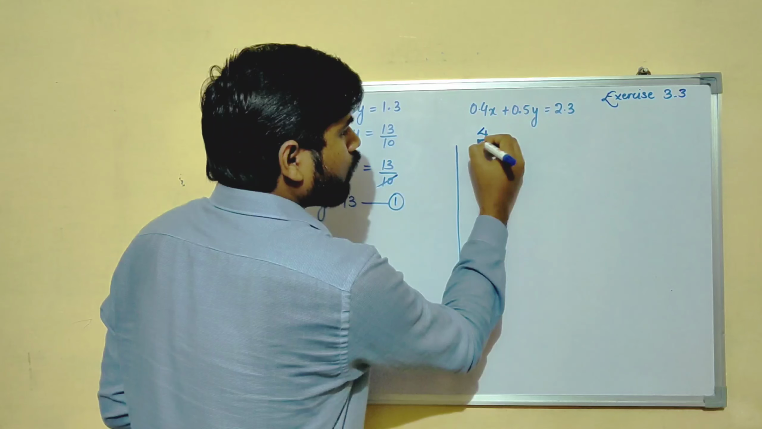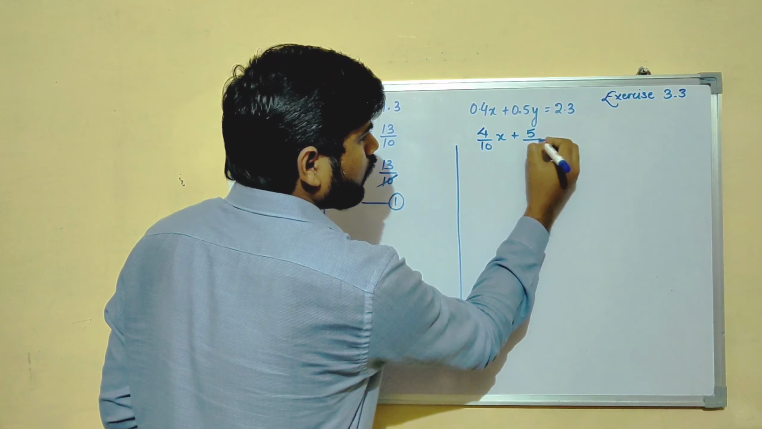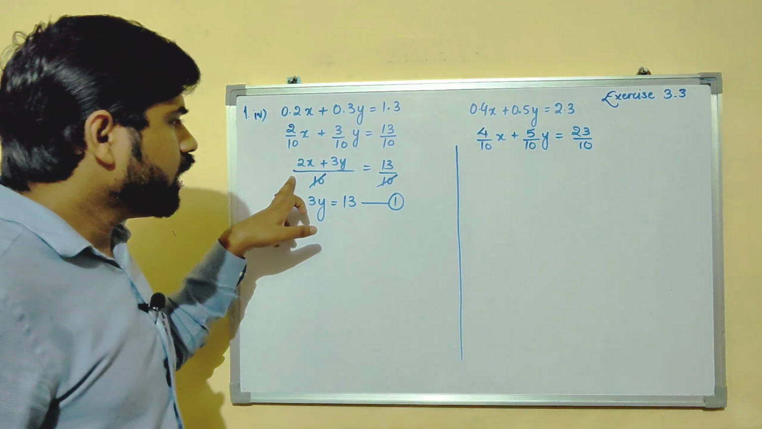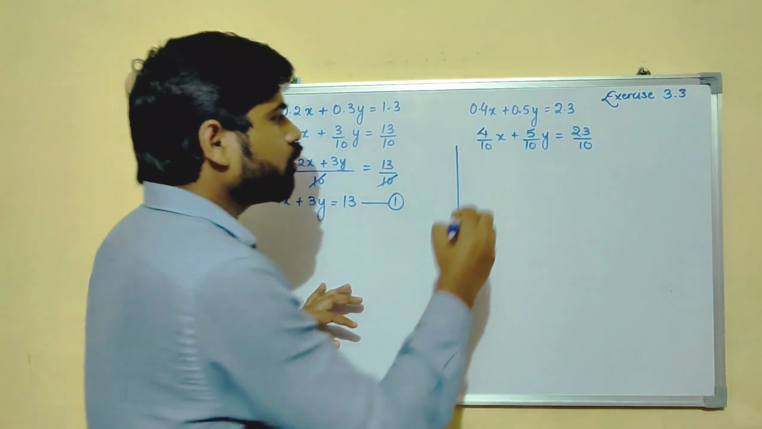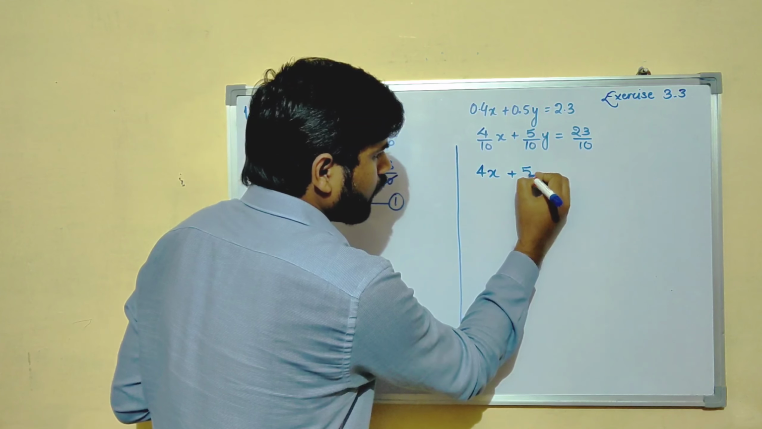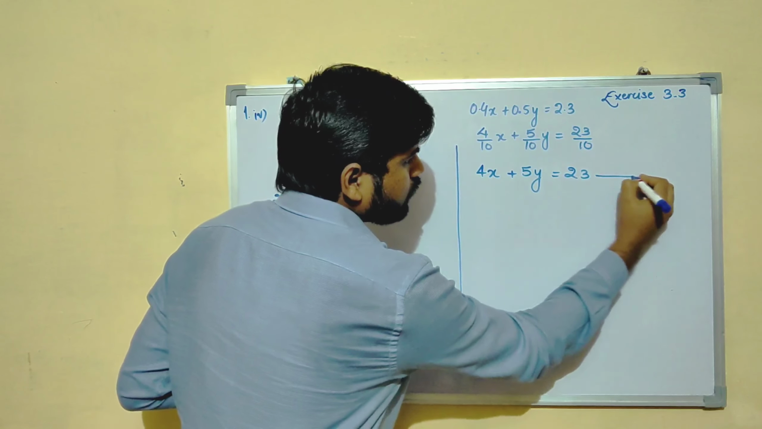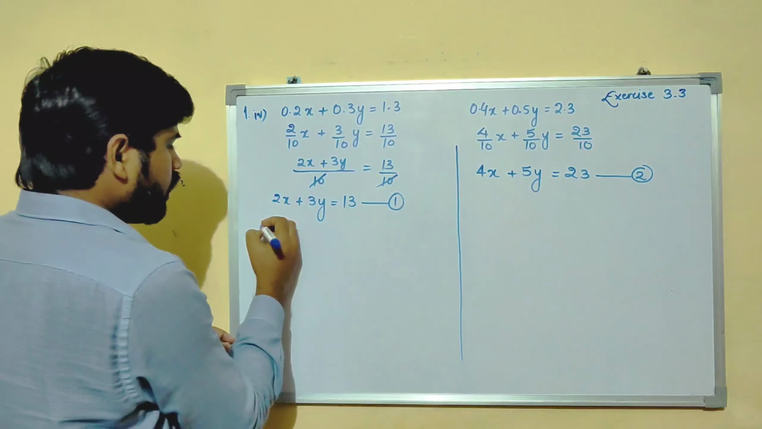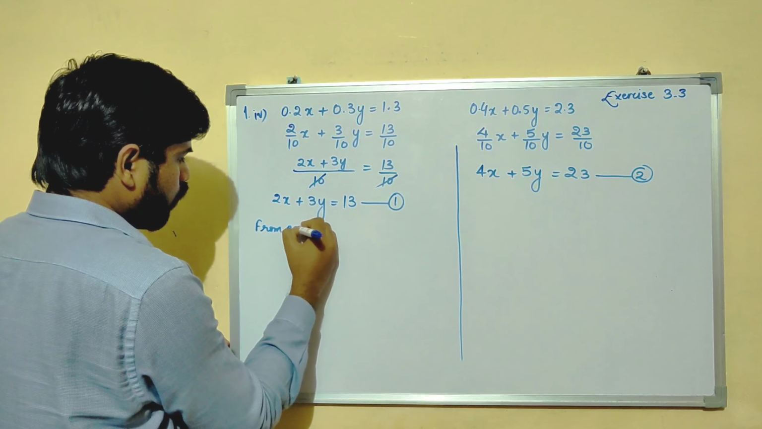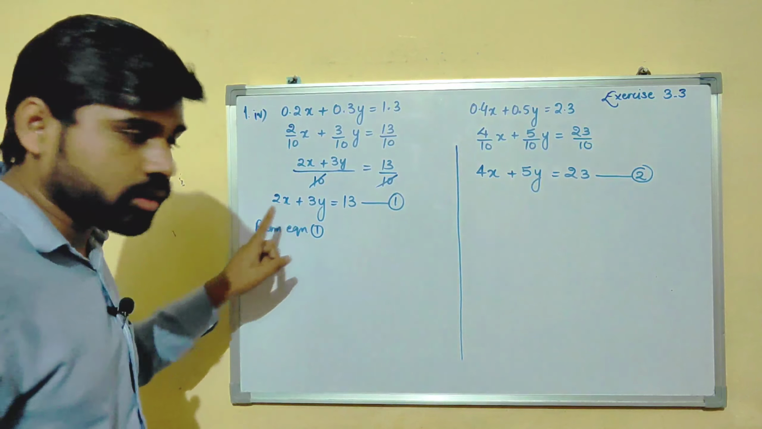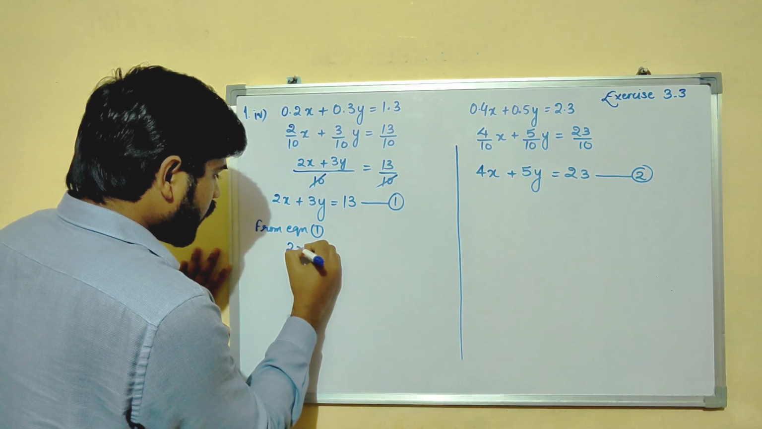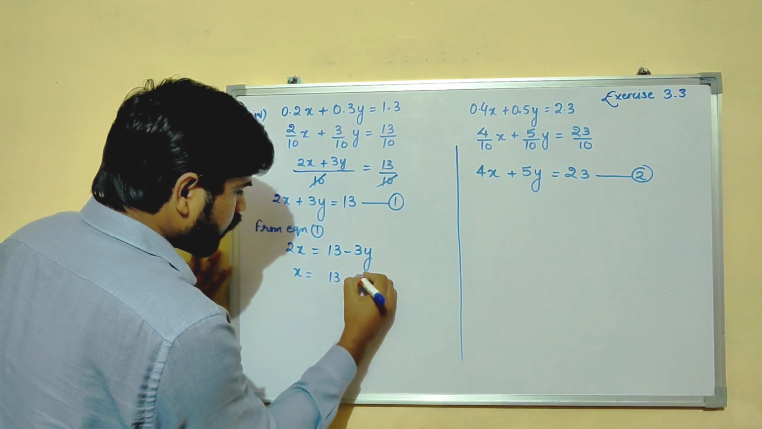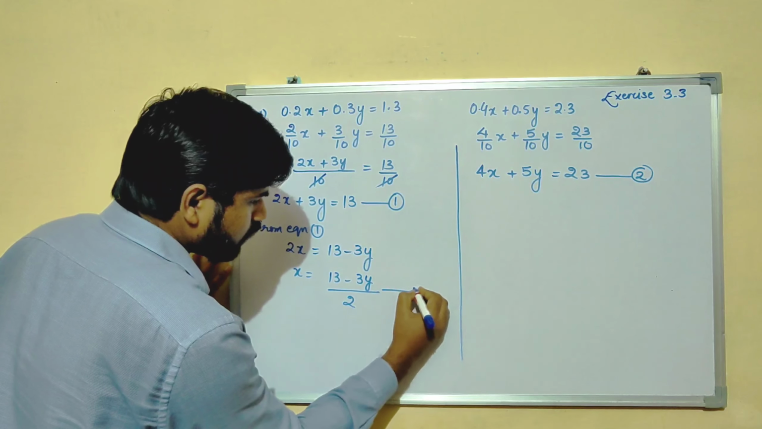You can write 4 upon 10 x plus 5 upon 10 y equals 23 upon 10. As you know that this 10 will be cancelled from both the sides, you will be left with 4x plus 5y equals 23. This is your second equation. Now proceed as you did in the other parts. From equation 1, let us find the value of x. So you will get x equals 13 minus 3y upon 2. This is your third equation.